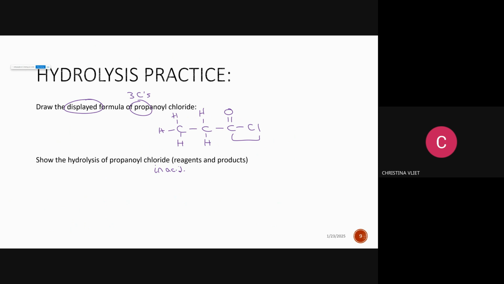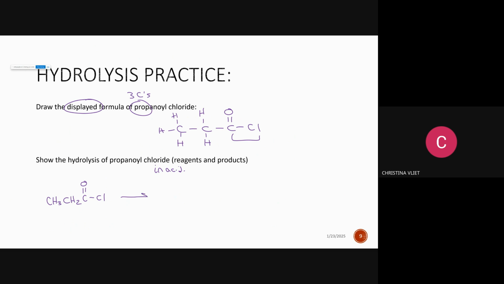So propanoyl chloride, same thing we had here. However, I don't need to show it displayed, except I like to only expand around my carbon of interest. I don't know if you remember me saying that word last year. Carbon of interest is the only one that matters in the chemical reaction. This stuff isn't reacting. The hydrocarbons are famously unreactive. So this is the only part that's going to be reacting.